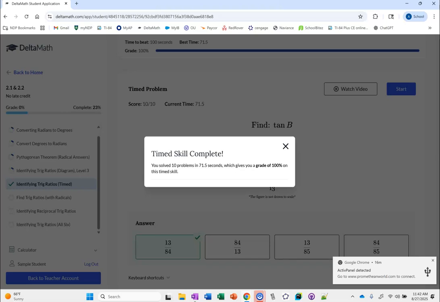One question every 10 seconds should be pretty doable when all you have to do is opposite over adjacent or adjacent over hypotenuse, right? Again, you're going to feel like you want to rush. Don't. You have 10 seconds to identify which one it is. You don't have to do any calculation. You don't have to simplify and give the simplest form.